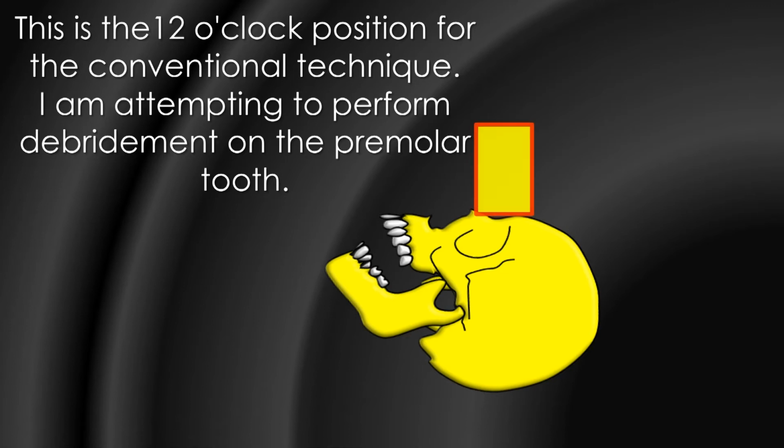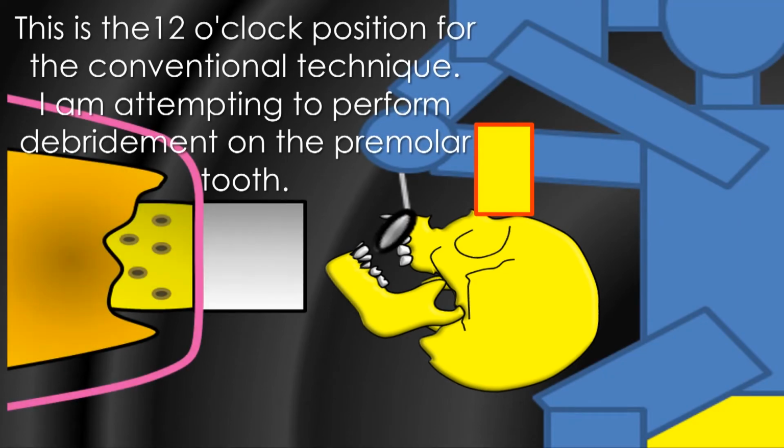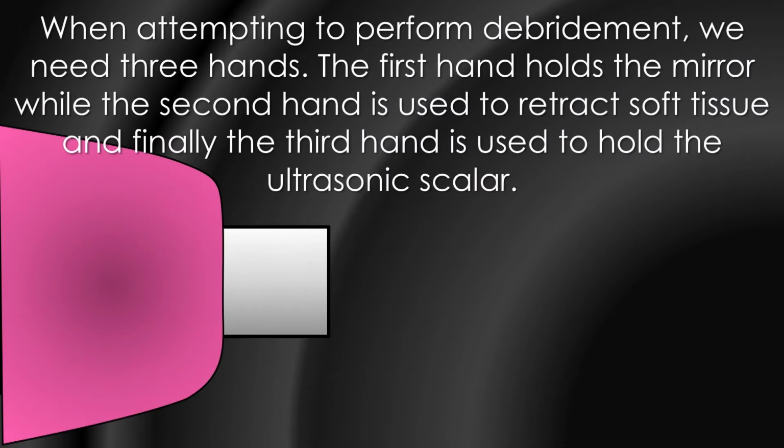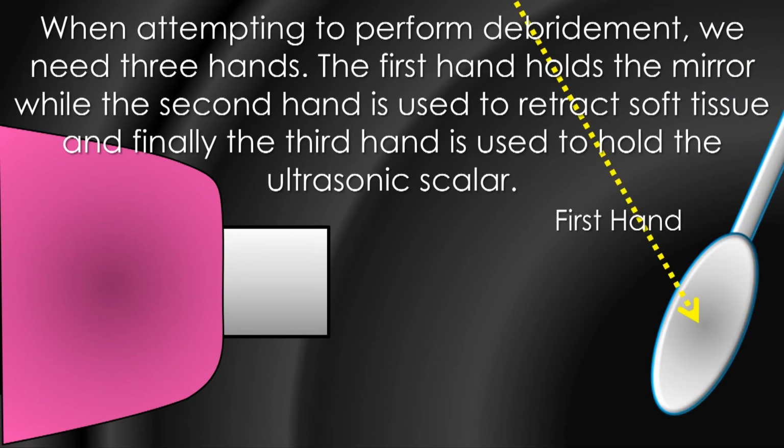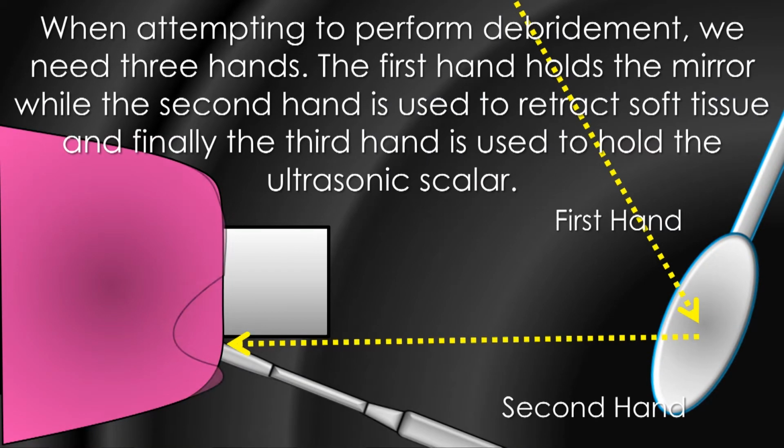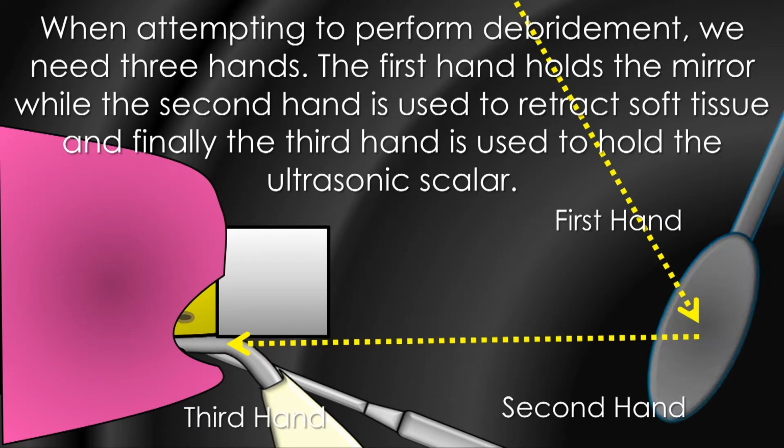This is the 12 o'clock position for the conventional technique. I am attempting to perform debridement on the premolar tooth. So, the same. First, we need a mirror. Second, retracting soft tissue. Third, the ultrasonic scaler. We need 3 hands.